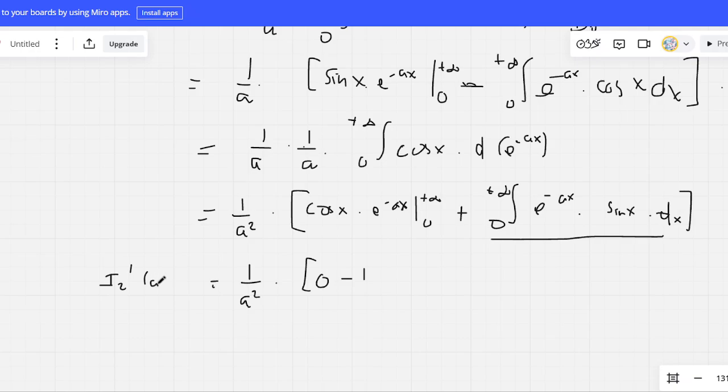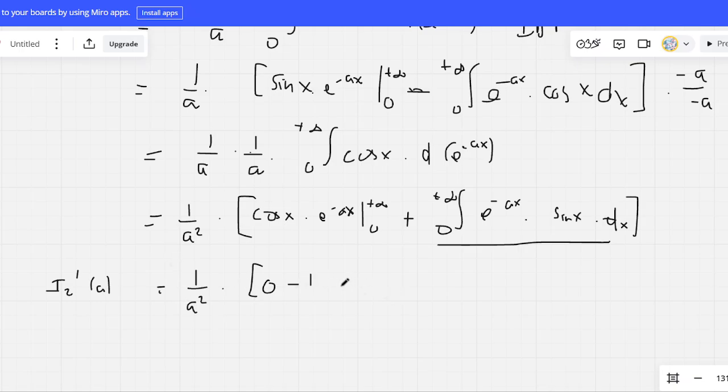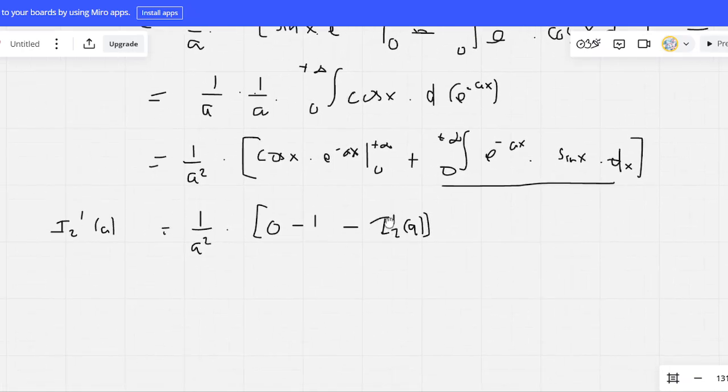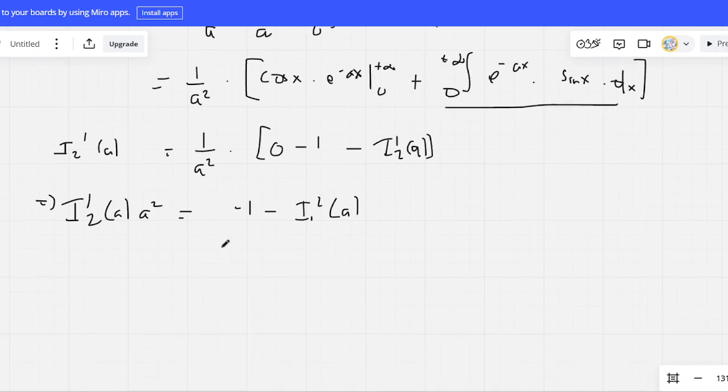The derivative I2 prime of a equals 1 over a squared times 0 minus 1 minus I2 of a. And now this becomes a very solvable equation. It's a very simple equation here that we can actually solve. So let's multiply both sides with a squared. So we get this equals minus 1 minus I2 of a.